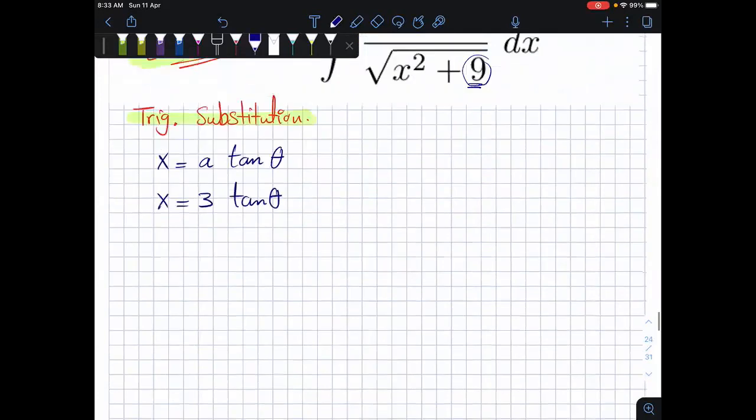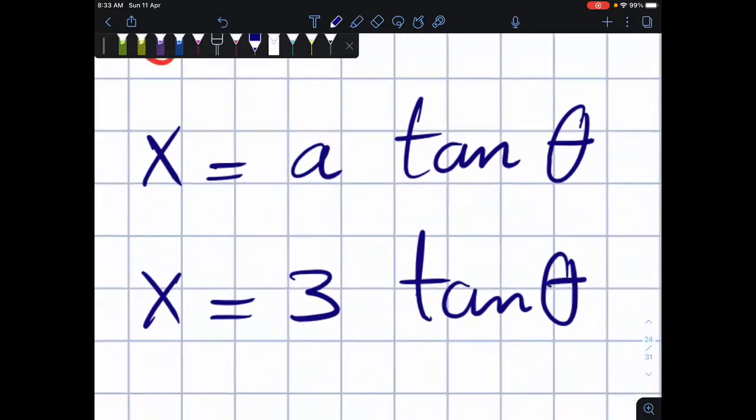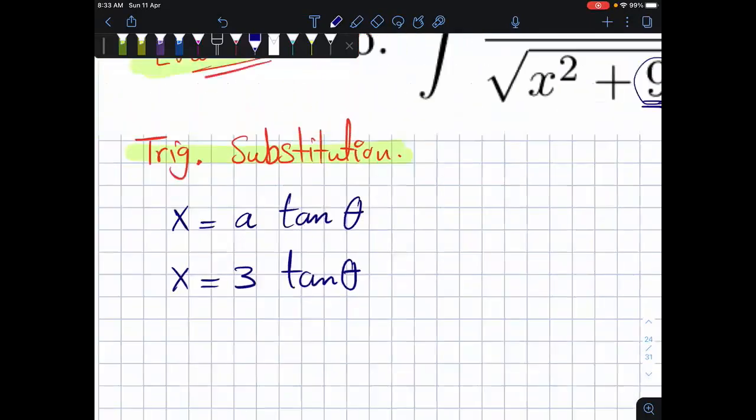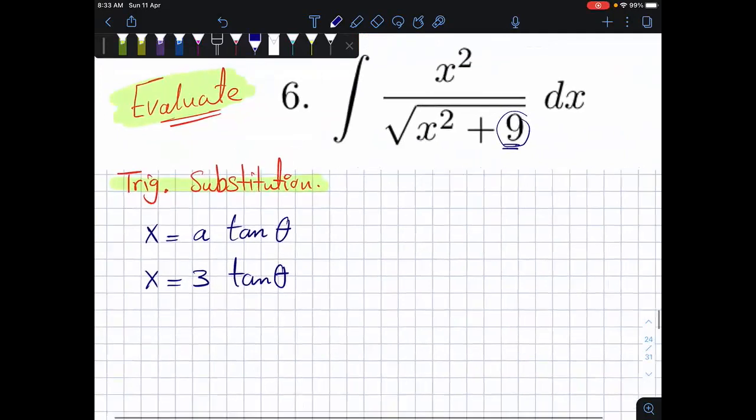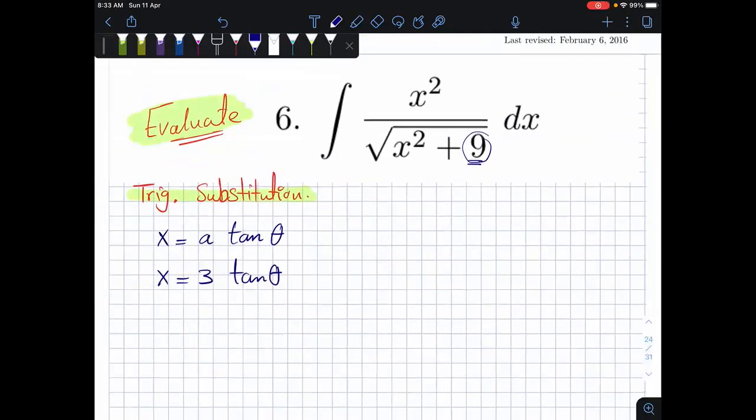We'll move again here to our question. Use x equals 3 tan theta and then substitute in the question. Let's substitute and move step by step because we don't have time.